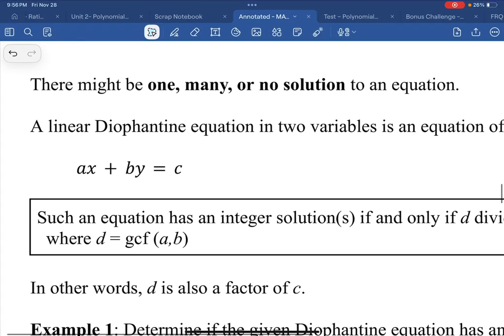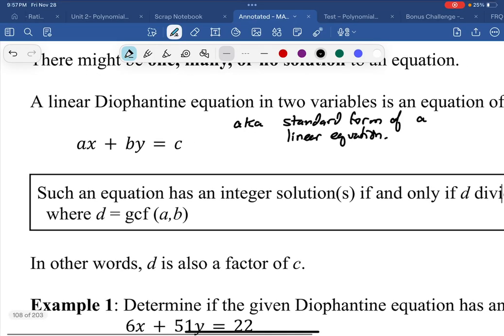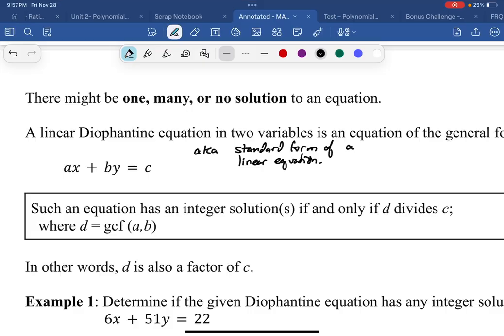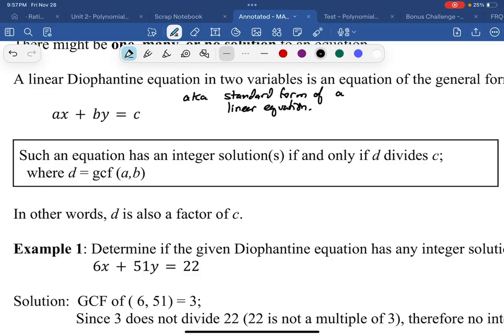Now, this is called by many to be the standard form of a linear equation. So I'll make a little note, also known as standard form of a linear equation. If you're ever to take a linear algebra course, this would be day one. Such an equation has integer solutions if and only if D divides C, where D is the GCF of A and B, the greatest common factor of A and B.